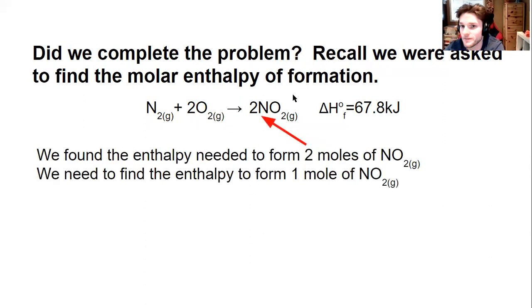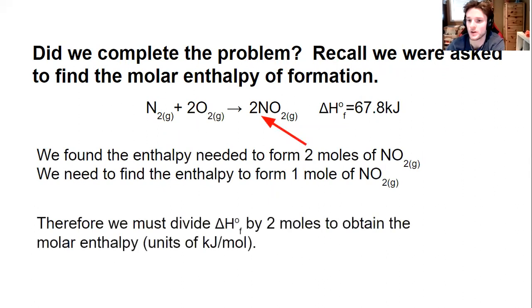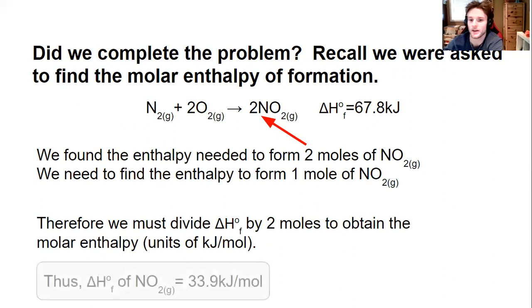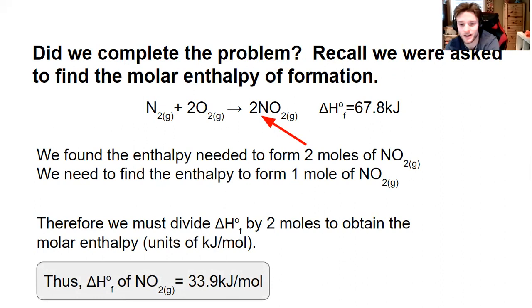So that means we found the enthalpy of formation for 2 moles of nitrogen dioxide, but we need to find it for 1 mole. So we divide our delta H by 2. Because we have 2 moles, we want 1 mole, and then we are left with a delta H for nitrogen dioxide of 33.9 kilojoules per mole. It's important to remember that if you're asked to find the molar enthalpy of formation, you should have units of kilojoules per mole.